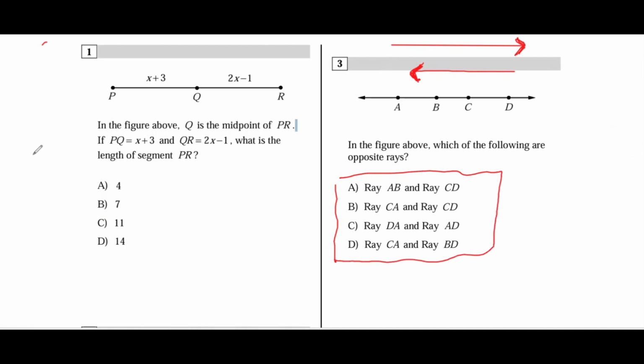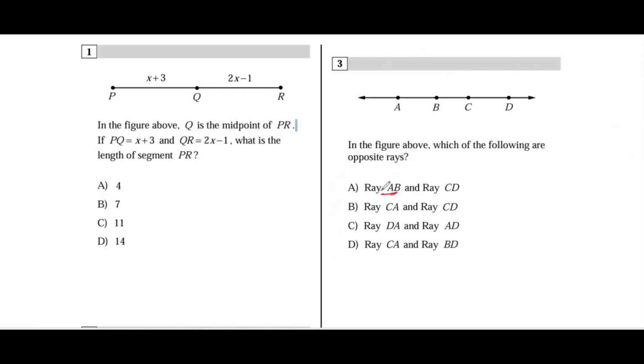In option A, you have been given ray AB. So tell me, can we say that AB is a ray? No. That's why AB is not a ray. AB is a line segment. You can see that we have the two dots. So option A cannot be the answer because AB is not a ray. AB is a line segment.